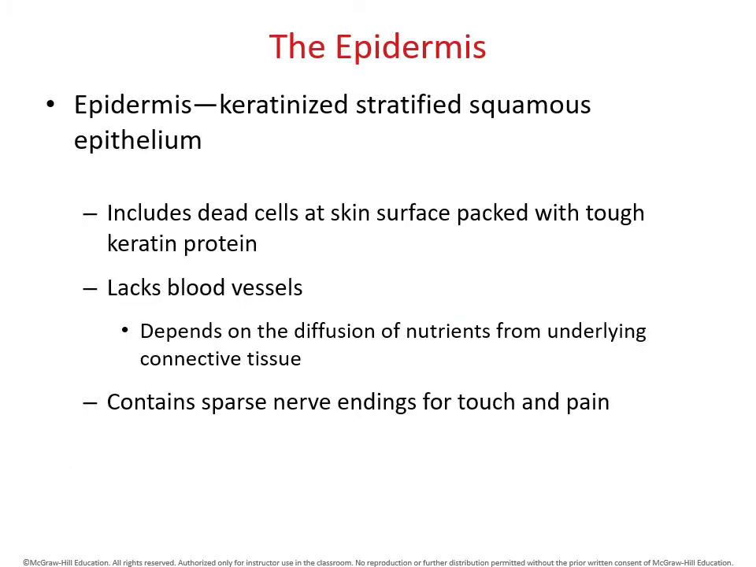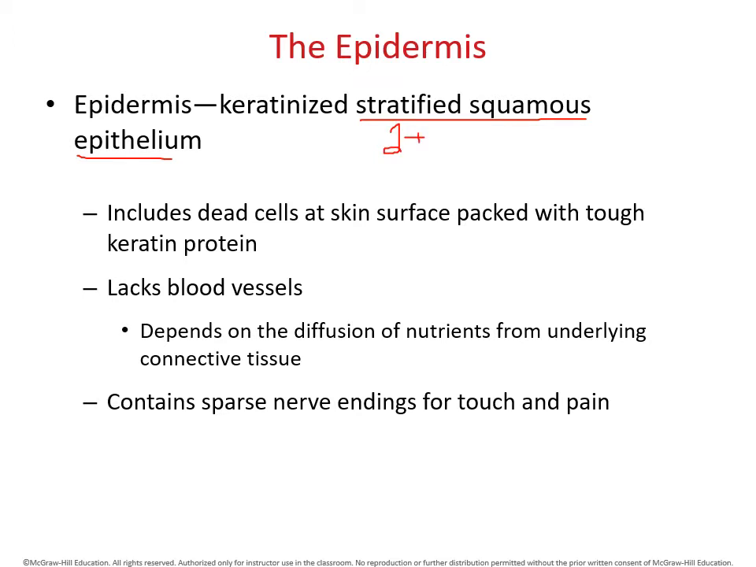Alrighty, so let's start on top and work our way to the bottom. So let's start with the epidermis layer. This is going to be the superficial or the top layer of the skin. It makes sense that it's composed of stratified squamous epithelium. Stratified means that it has multiple layers, more than two.